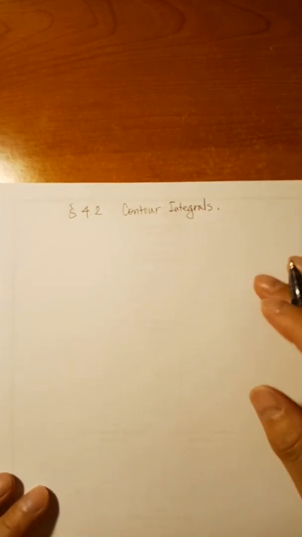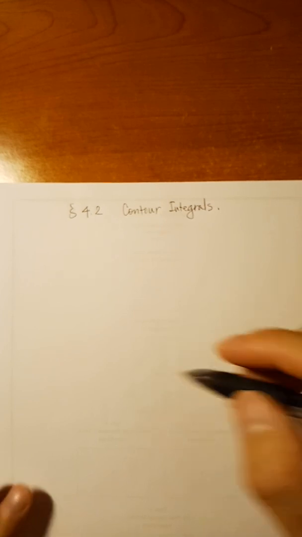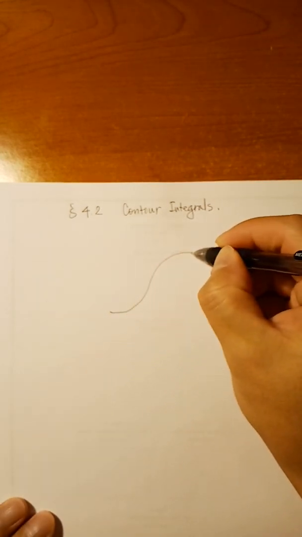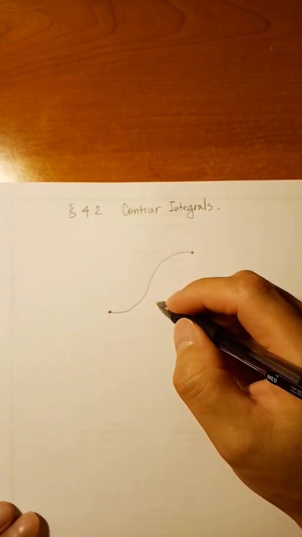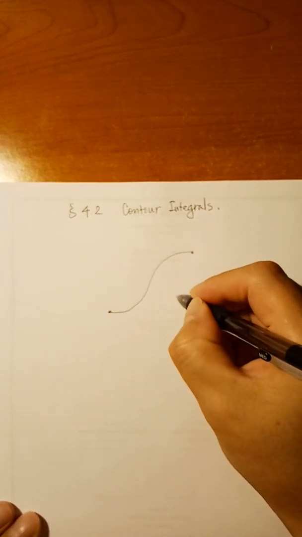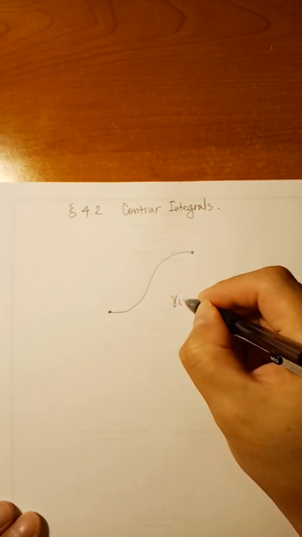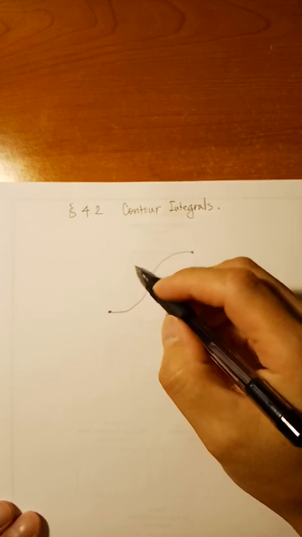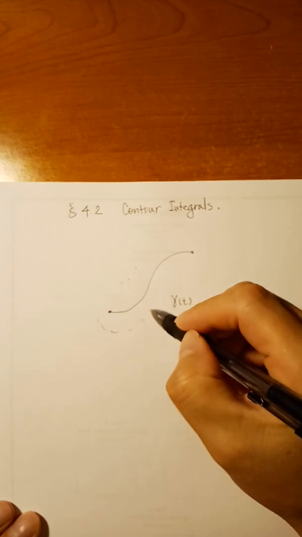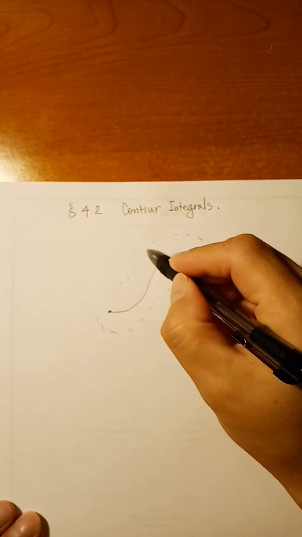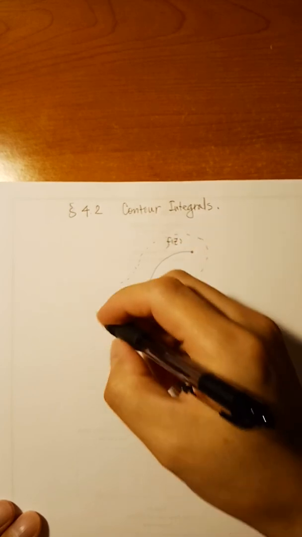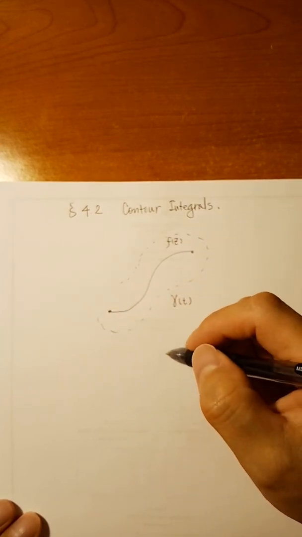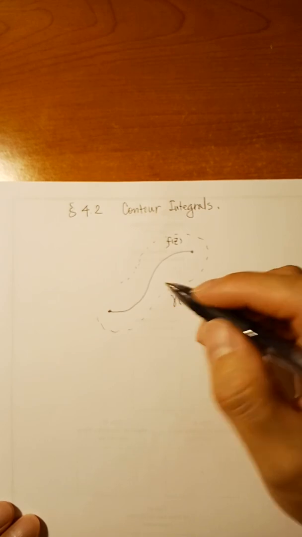Assume first we have a smooth curve. Okay, so we have a smooth curve, determined by gamma, and this smooth curve has a neighborhood, and the function f of z is defined over this open neighborhood. Then we do the following.